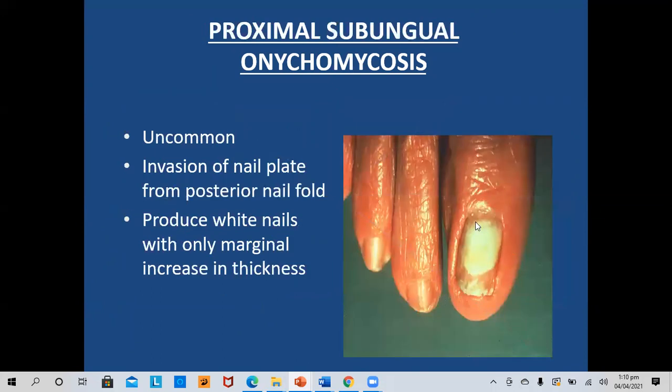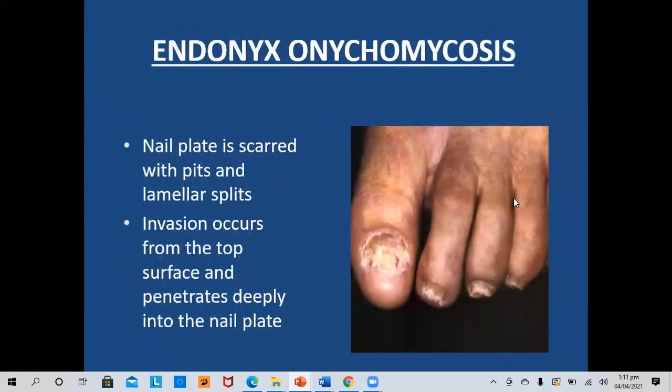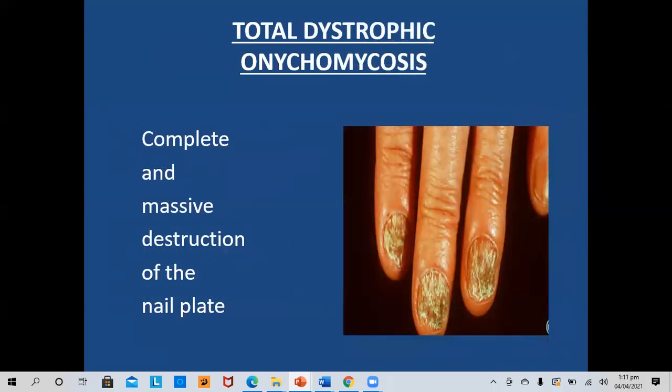Then proximal subungual onychomycosis. It is uncommon, and invasion of the nail plate occurs from the posterior nail fold. Then superficial white onychomycosis, again less common. The dorsal surface of the nail plate is eroded in well circumscribed, powdery white patches away from the free edge, and it is not affecting the whole nail plate. Endonyx onychomycosis: the nail plate is not only damaged but is scarred, with pits and lamellar splits. Invasion occurs from the top surface and penetrates deeply into the nail plate. Total dystrophic onychomycosis: complete and massive destruction of the whole nail plate.